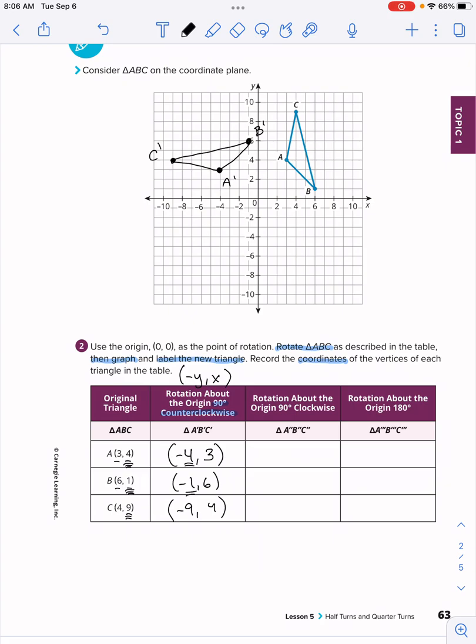So next one would be 90 degrees clockwise. So I'm going to recommend that you pause this and you go ahead and try to graph. You're going to be rotating the original triangle ABC 90 degrees clockwise. Okay, and that'll be A double prime, B double prime, and C double prime. Okay. All right, so give that a shot, and then when you're done, go ahead and continue this video, but I'm going to continue here.